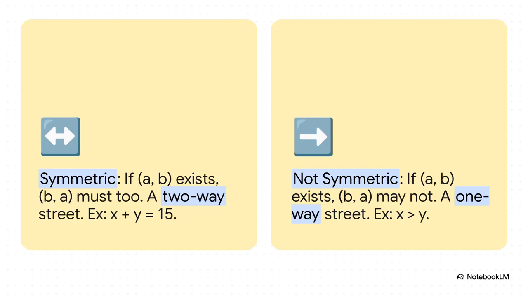Next up, symmetric. Is the relationship a two-way street? If A is related to B, does that automatically mean B has to be related to A? The rule x plus y equals 15 is a perfect two-way street. If 10 and 5 are related, then 5 and 10 are too. But "is greater than"? That's a one-way street. If 10 is related to 5, 5 is definitely not related back to 10.